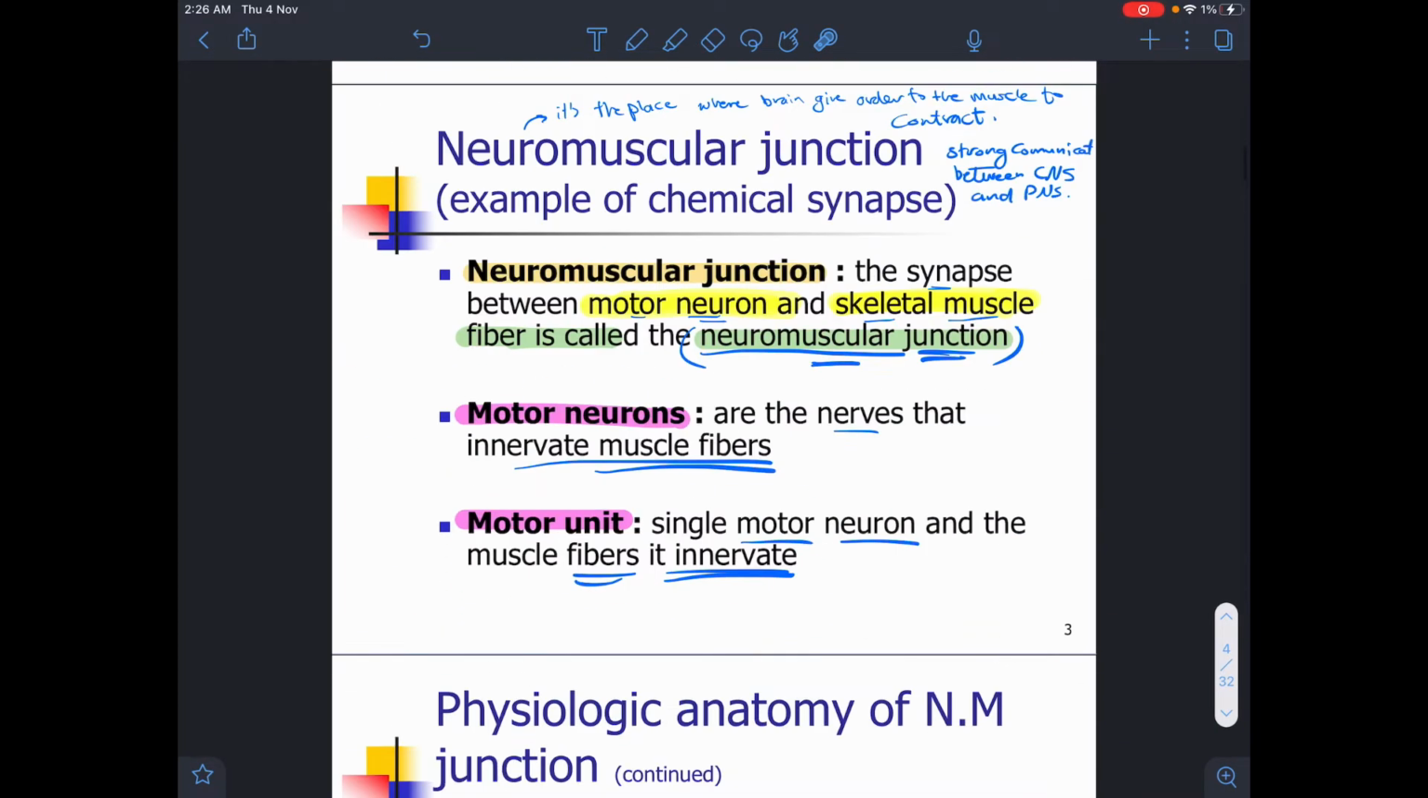Now the neuromuscular junction is, of course, one of the chemical synapses. It's the place where the brain gives an order to the muscle to contract. شلون المخ يتواصل مع العضلات إنه والله تحرك يلا إنه عندنا neuromuscular junction where it gives this order and the muscle will try to contract. We'll see how that happens exactly. The neuromuscular junction is that place between the nerve and the muscle, between the motor neuron and the skeletal muscle.